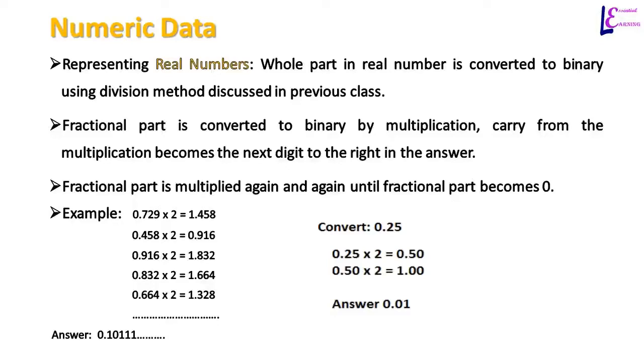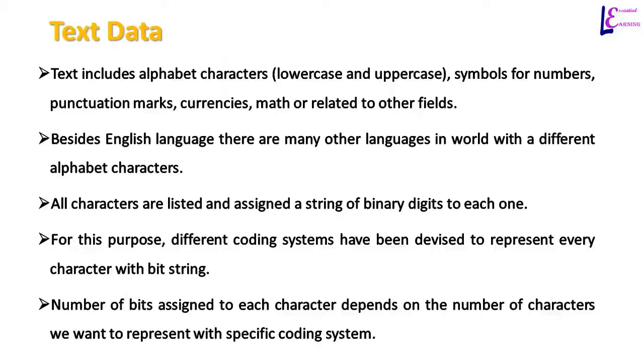For an example, here we convert 0.729 into binary. Multiply 0.729 by 2. The result is 1.458. So the 1 will be the next digit to the right in the result. And the fractional part is 0.458. The fractional part will be multiplied again. So the result is 0.916. Now 0 is the next digit to the right in the result. Again 0.916 is multiplied, and the process continues in this way.